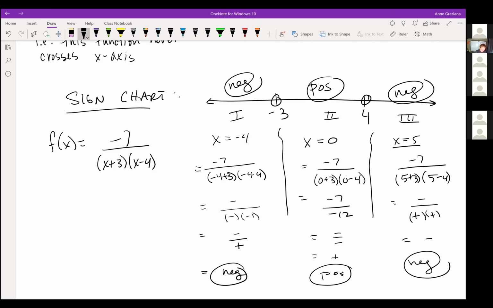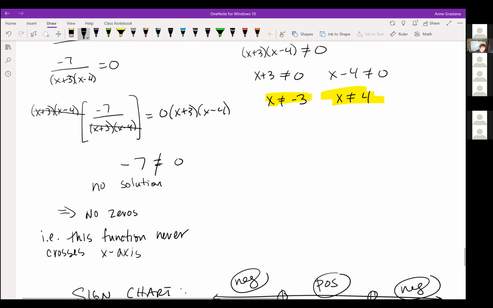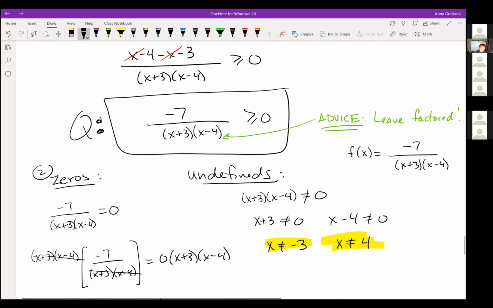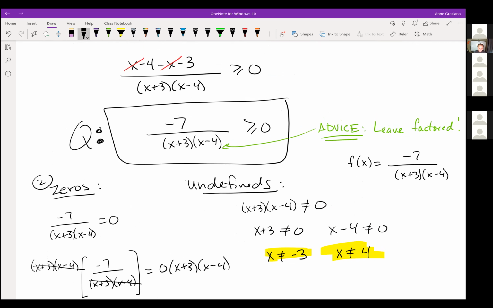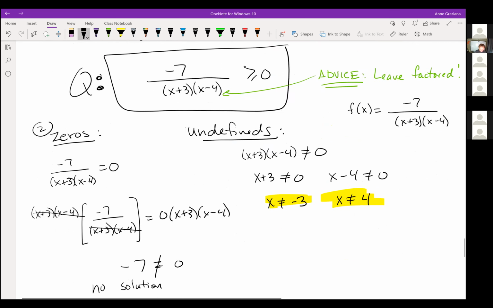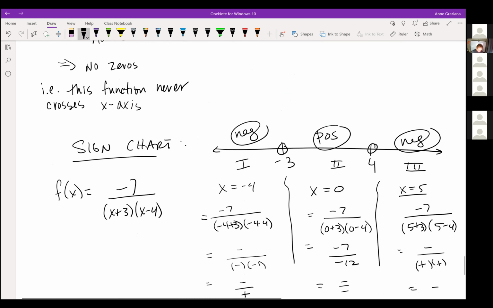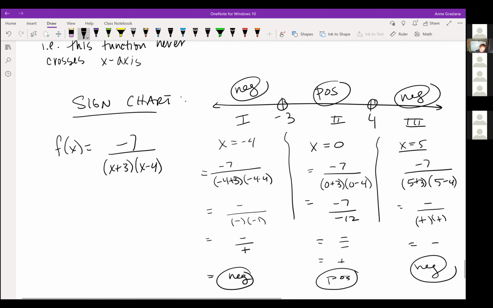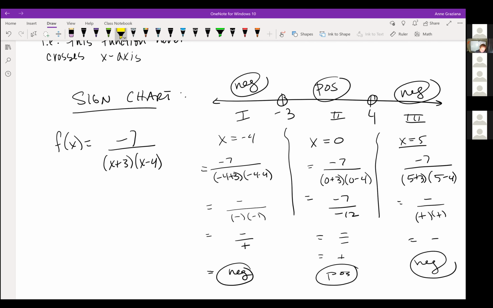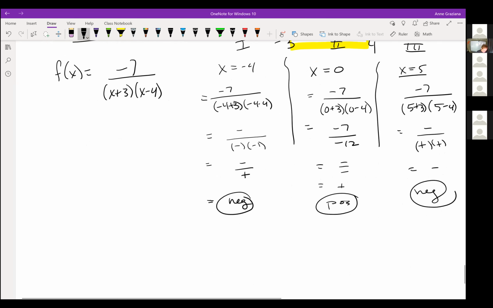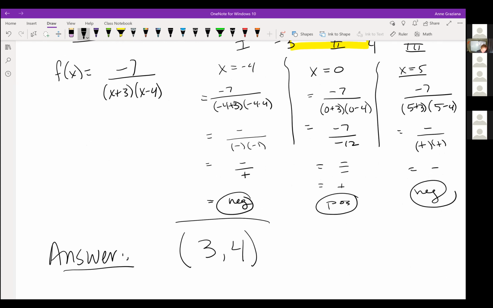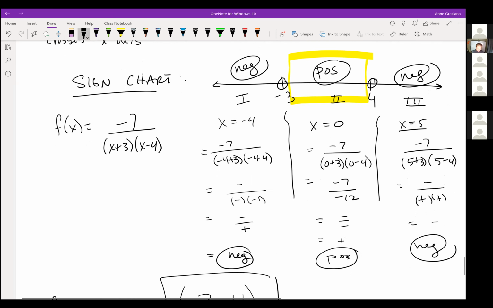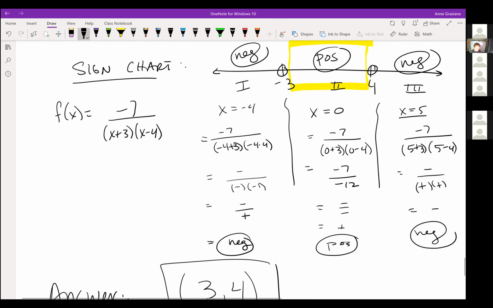All right, so let's go back to look at what the question asked for. It wants to know when it's greater than or equal to 0. So that means positive or 0, but we know we don't have any zeros. So the only region is from -3 to 4. This is the only part that works. So my answer is from -3 to 4, not including -3 or 4 because they're undefines.